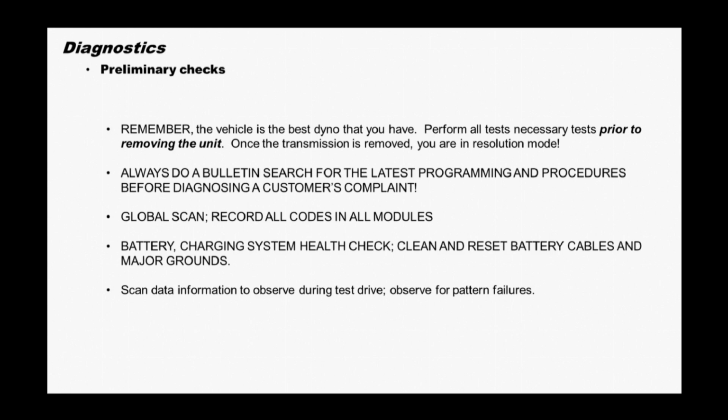Make sure you do a global scan of all systems, and most importantly, record all the information. Many times the shops will not write down the codes they think do not affect the transmission. Very big mistake. Always perform checks with a meter on battery static charge, charging voltage, and voltage drop on the grounds. This only takes about 2 minutes when you are used to doing it. These basic extra steps will save you hours of work every week.